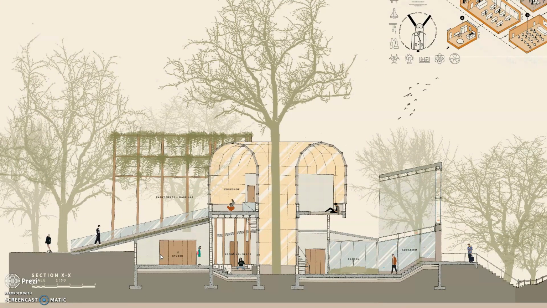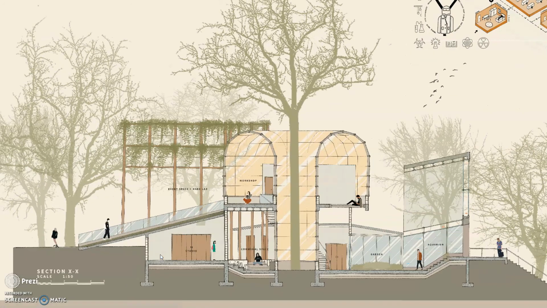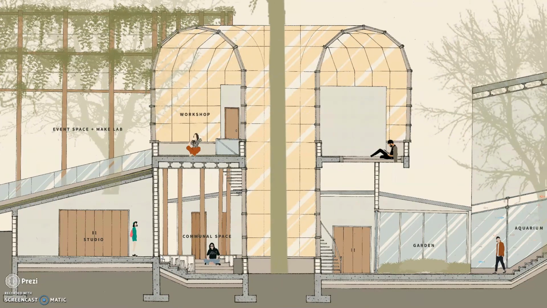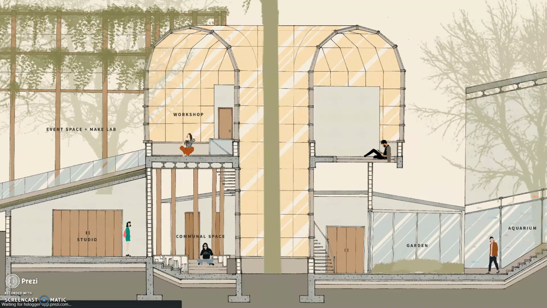This is my section at 1 to 50 scale, showing all the cut details of the building such as the green roof, walls, floors, staircase, curtain wall, windows, and aquariums.